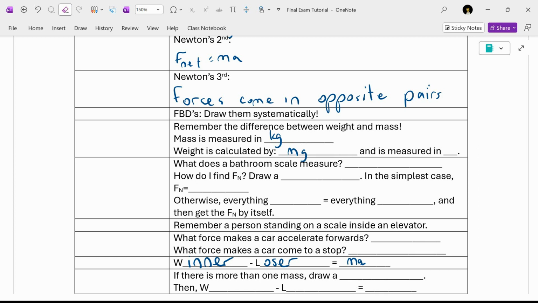Notice where it is. So if it's a force, what must the units for weight be? Kilogram meters per second squared if you break it down. But gotta be newtons. Okay. Then I went on a big rant about what a bathroom scale measures. A bathroom scale does not measure mass. It does not measure weight. What does a bathroom scale measure when you're standing on it?